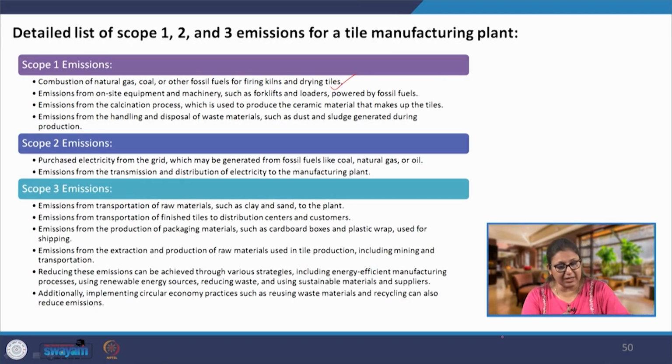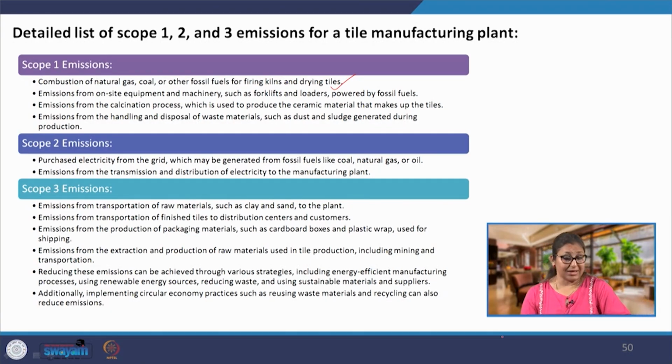Now, scope 3 emissions, which are indirect, include transportation of raw materials, which could be coming from different places, transportation of the finished product, the finished tile, that is again upstream, and then production of packaging materials. So, there is a lot of packaging material coming in, cardboard boxes, plastic wrapping. All this packaging material is also being manufactured somewhere.